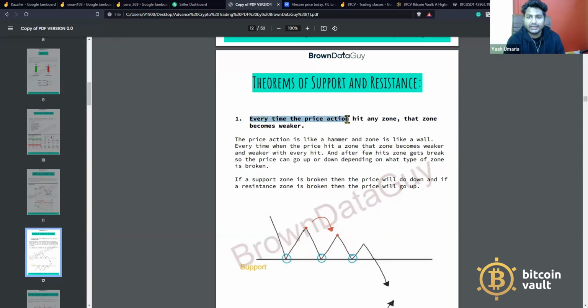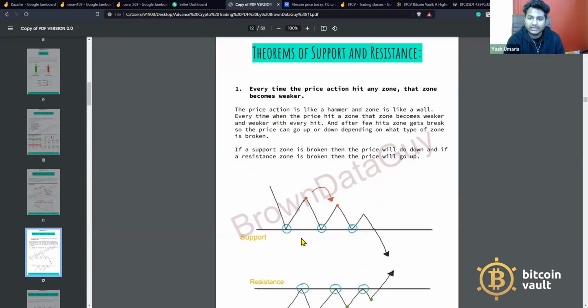Every time the price action hits any zone, that zone becomes weaker. Price action means how the price moves. That's what we call price action. Every time the price action hits any zone, that zone becomes weaker.